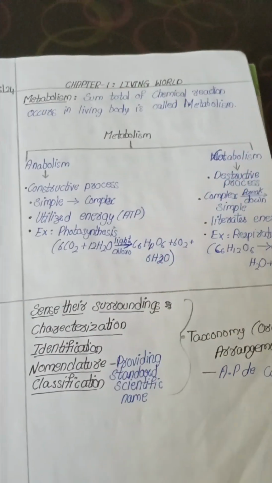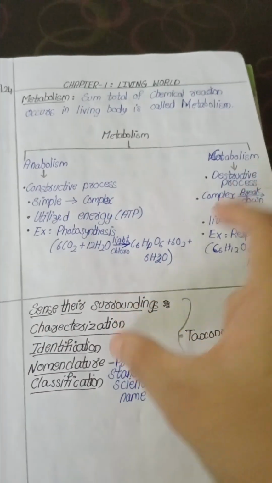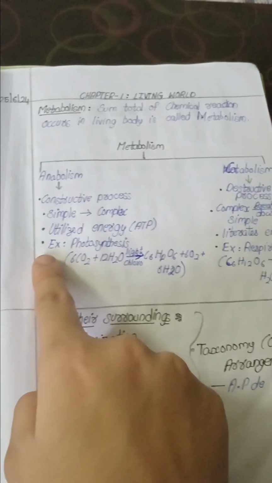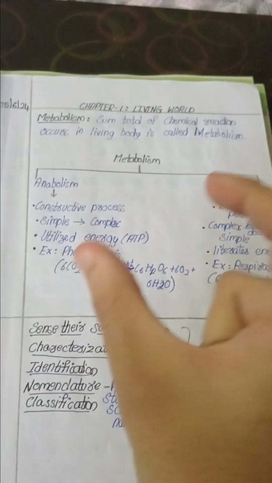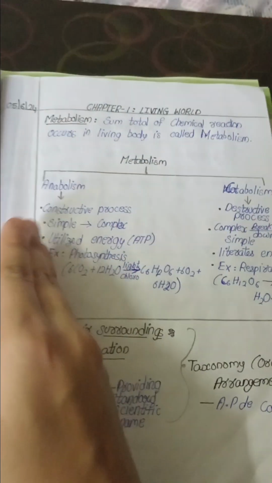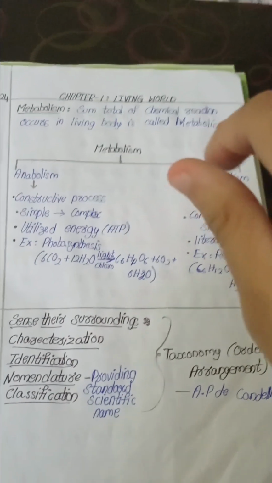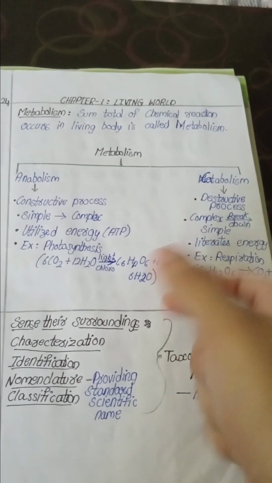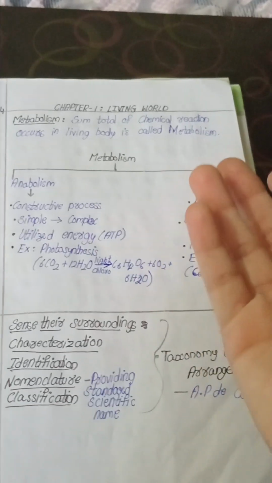We can take a biscuit as an example. If we think of a biscuit as a particle, then in anabolism, if we join the biscuit parts, it becomes complex, right? The simpler parts are becoming complex. Here, if we take a biscuit, we have to break that biscuit, so it becomes simpler parts. So we can take a biscuit as an example.